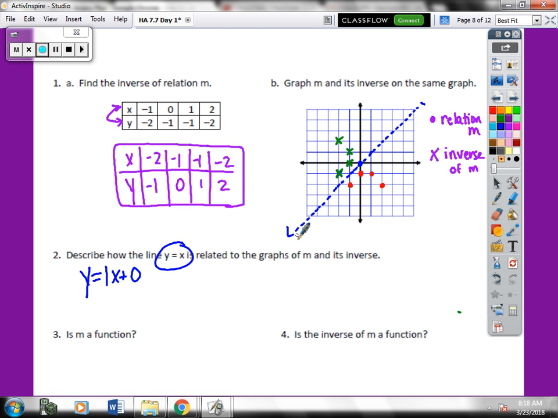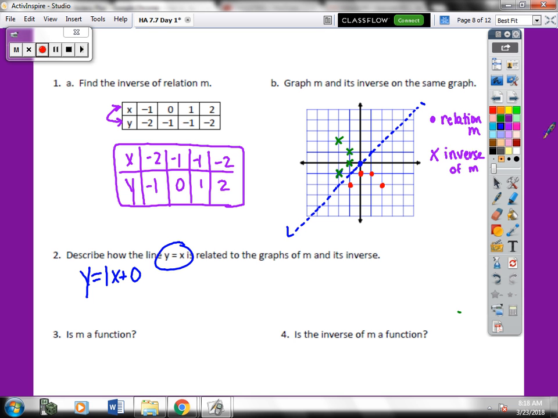How does that line relate to M and its inverse? What's the relationship between them? Abby? It flips over the line, the inverse. Good, it flips over the line. So that's called a line of symmetry. Okay, so it's going to be reflecting.